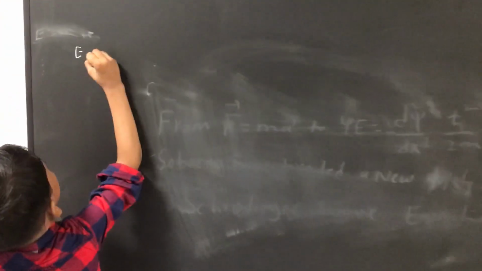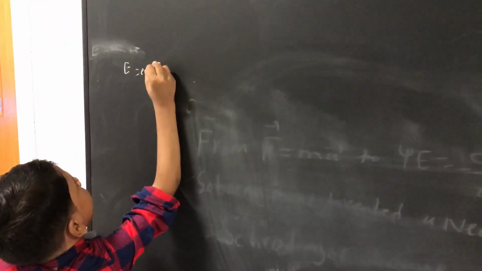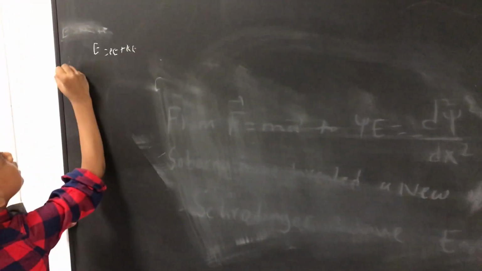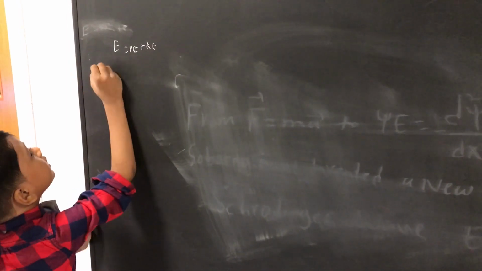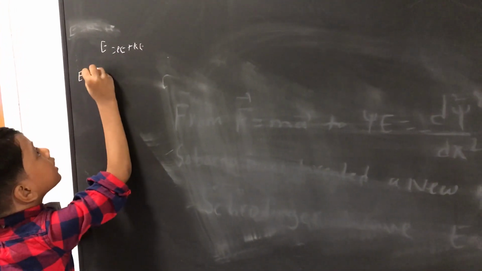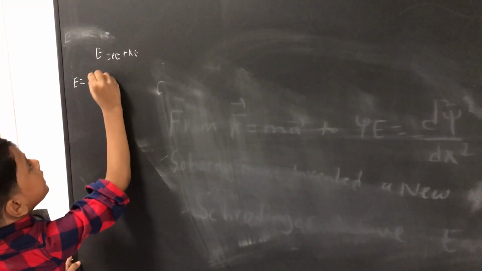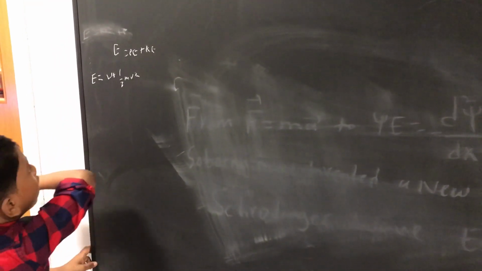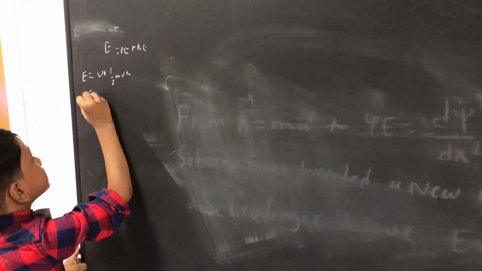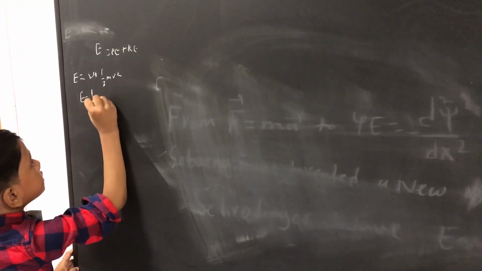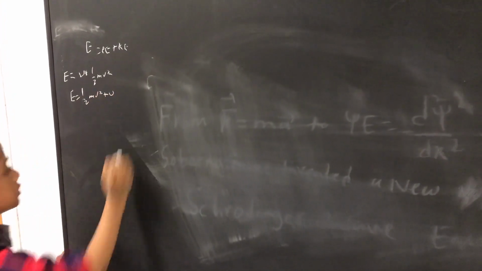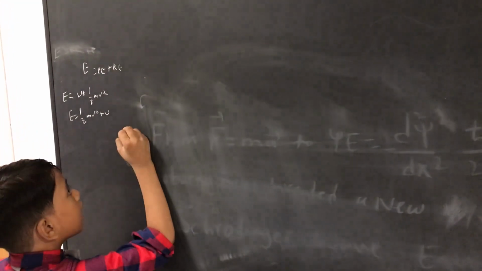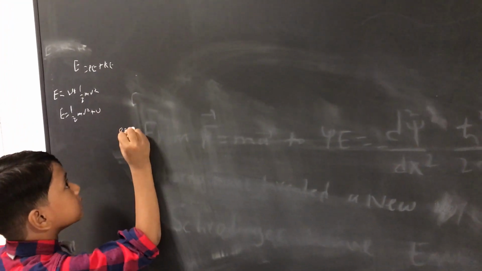Energy is potential energy plus kinetic energy. Let's see. So the equation for kinetic energy is half mv squared, and potential energy is just replaced by U. So E is half mv squared plus U. Wait, does anyone notice something? P is mv, right?